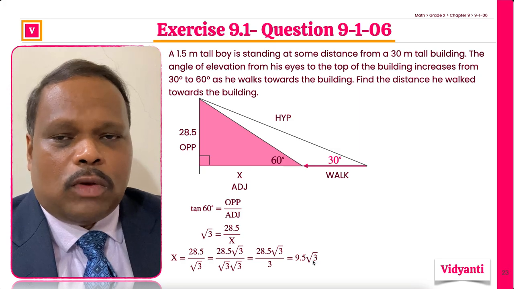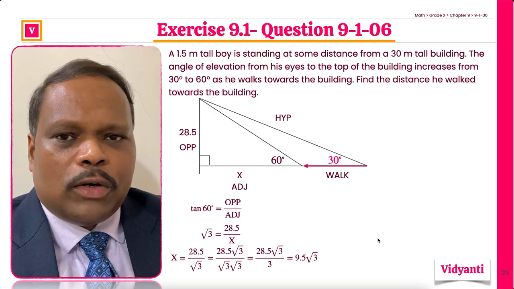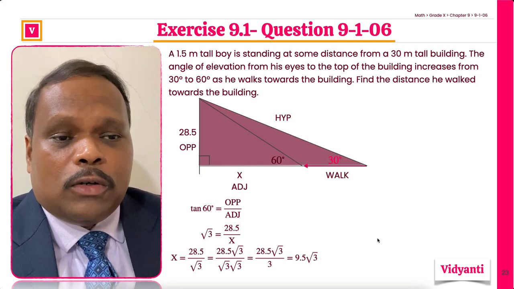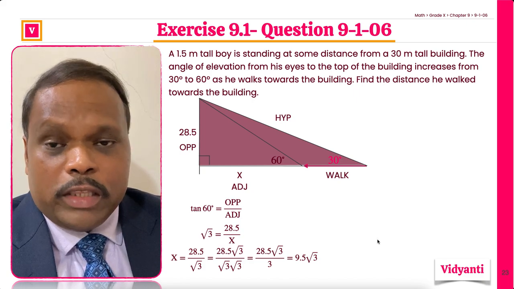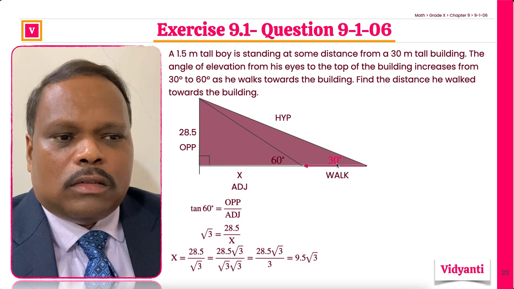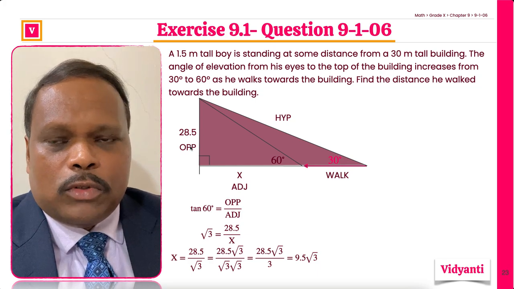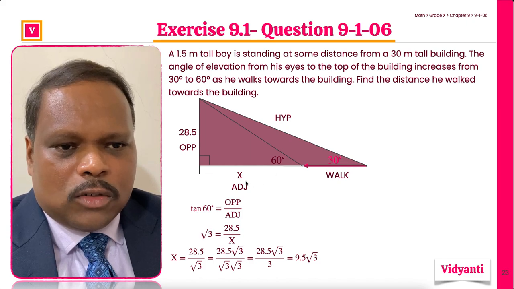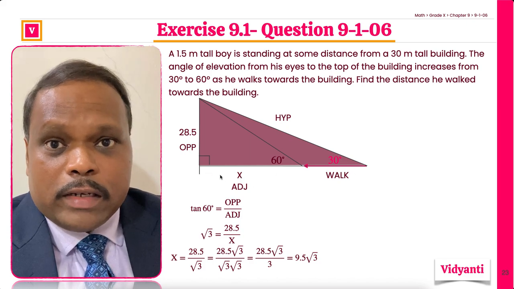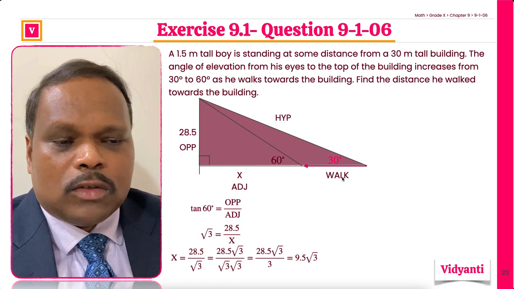Okay. So that's one part. Now we are going to forget that smaller triangle. We are going to consider the bigger triangle, and we are going to repeat that process. Only thing is now we will be using 30 degrees as the angle. For 30 degrees, this is the opposite, and the adjacent is no longer just this x. The adjacent is complete x plus walk distance.